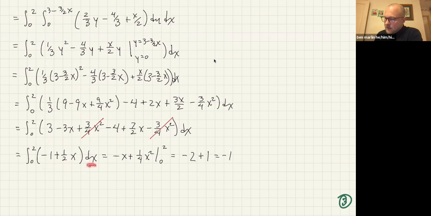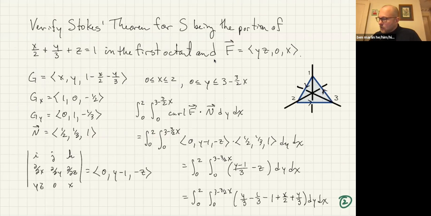And so you're integrating that with respect to x from 0 to 2. So minus x plus 1/4 x squared, 0 to 2. And then you just plug in the 2, and the minus the 0 part just gets you 0. And so we end up with -1 out of it. So we expect to get -1 out of doing the line integral across these three segments and adding them up, okay?